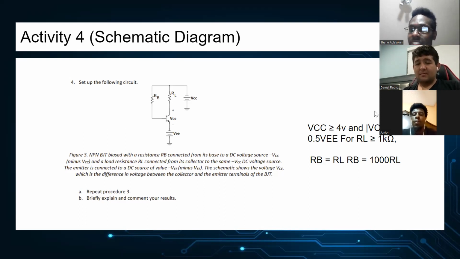VCC is greater than or equal to 4 V, and VCE is 0.5 VCC. And RL is greater than or equal to 1K ohms. And what we have also here is RB is equal to RL, and RB equals 1000 RL, which comes out to be 1,000.